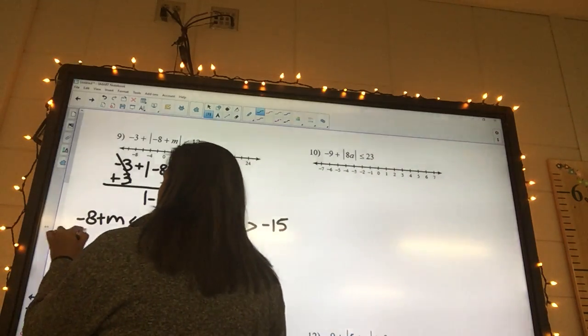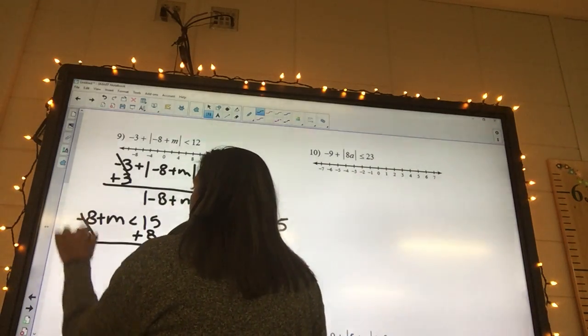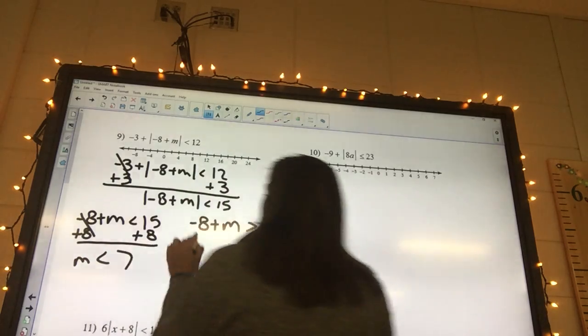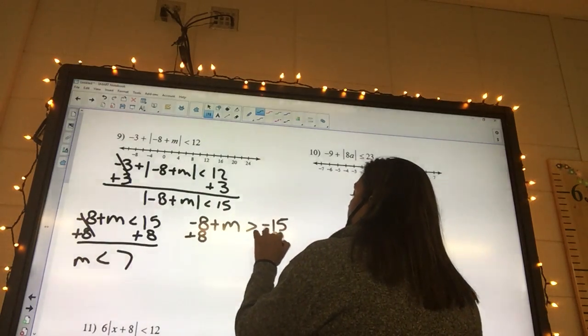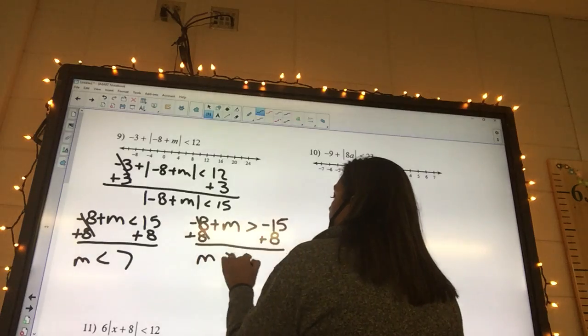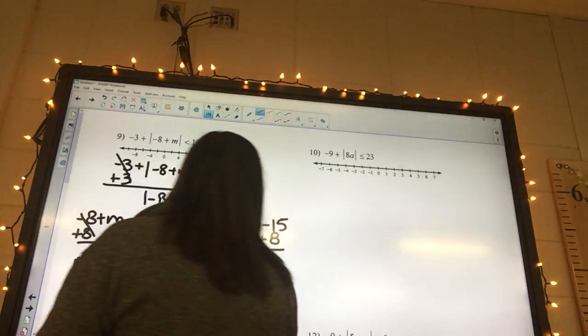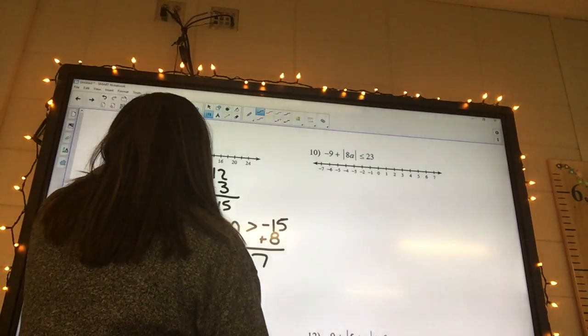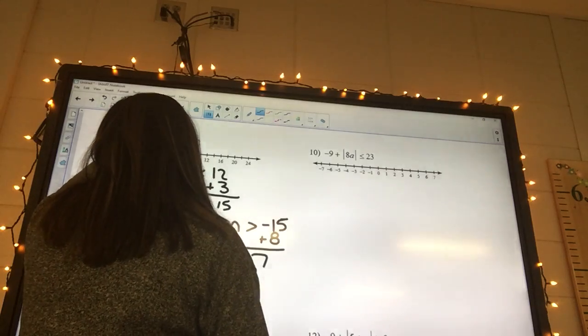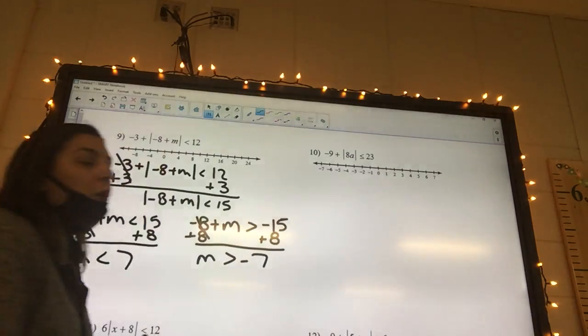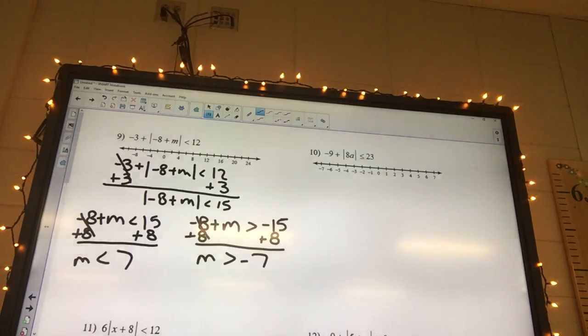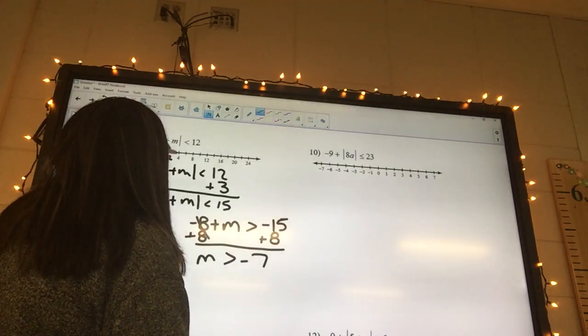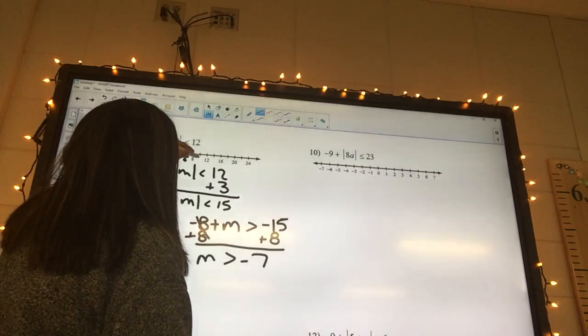Okay, so I'm going to say plus 8, and I'm going to do this fast because you guys should already have it done. M is less than 7. M is greater than negative 7. Okay, so on my number line, some of you guys messed this up the other day, but from 0 to 4, what's that tick mark going to be in the middle of it? It's going to be 2. So 2, 4, this one's going to be 6, 8, 10.